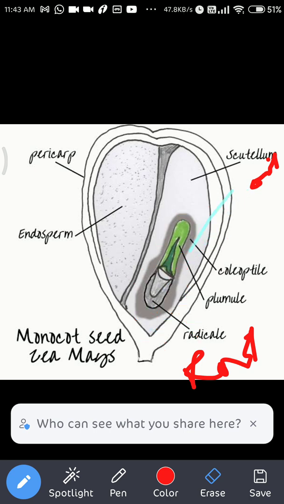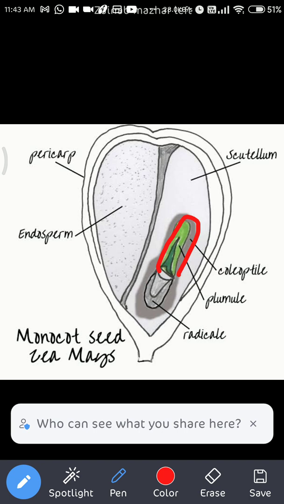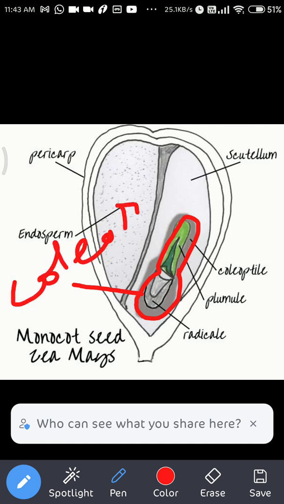Okay, that's good. Clear. And in the embryonic condition, this plumule is covered with a sheath. This is called coleoptile, and the radicle is covered with a sheath, that is called coleorhiza.